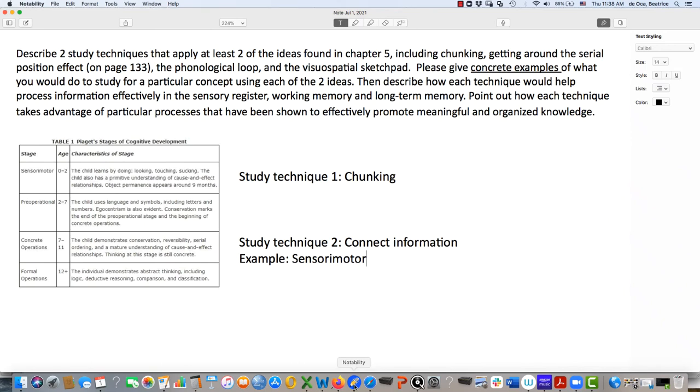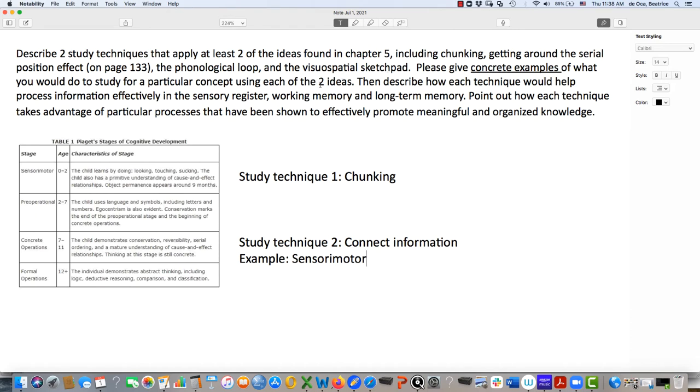Let's take a look at how we would do homework 2. Here we can see the question for homework 2. Describe 2 study techniques that apply at least 2 of the ideas found in chapter 5, including chunking, getting around the serial position effect, that's found on page 133 of your book, the phonological loop, and the visual spatial sketchpad.